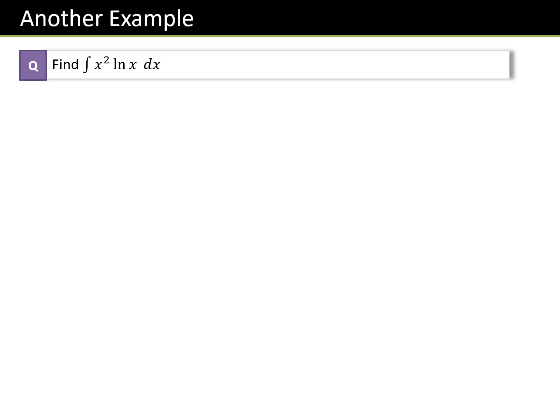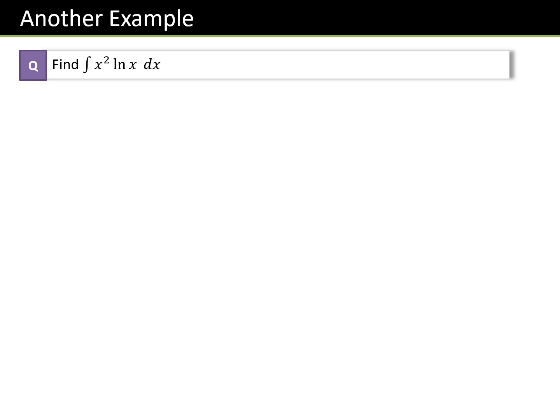Okay, another example. Now, I'm pretty certain the formula is in your formula booklet. I don't have a formula booklet with me, so can one of you please check if it's in your formula booklet? I'm almost certain it is.